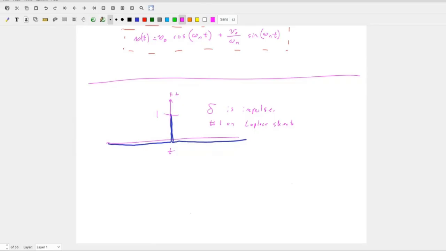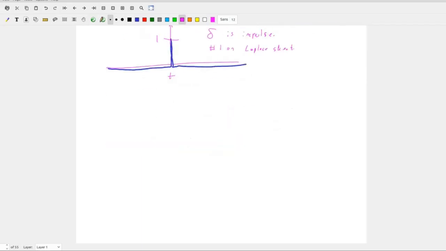So we can go ahead and solve for an input for this using the Laplace method. And well, we won't quite make it there, but let's get started. So we can draw our equation of motion: m x double dot plus c x dot plus k x is equal to delta t. Delta t is our input, so it's going to go on the right-hand side.